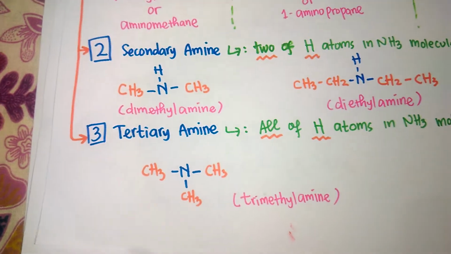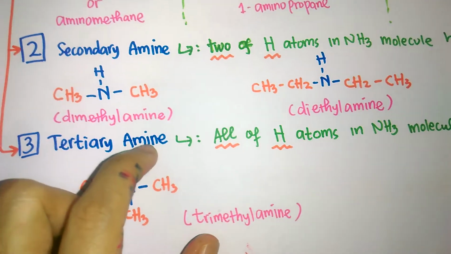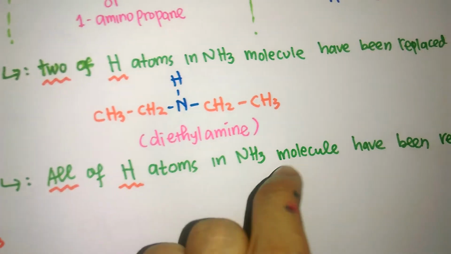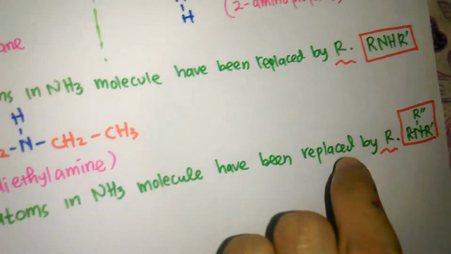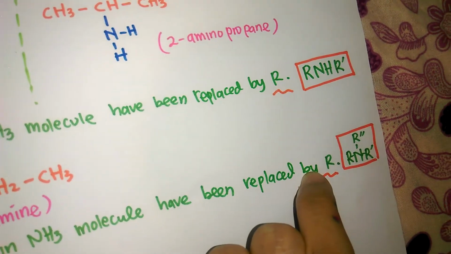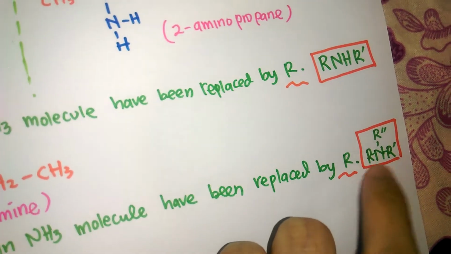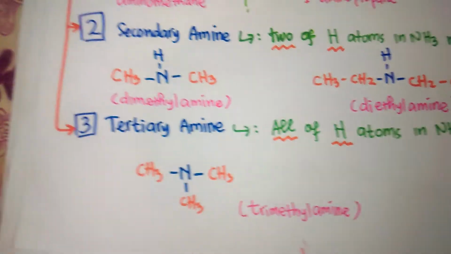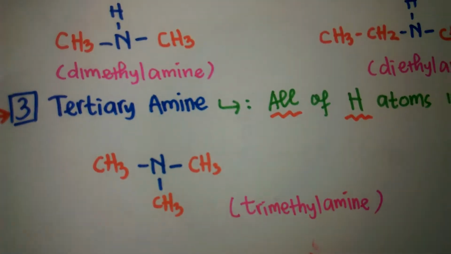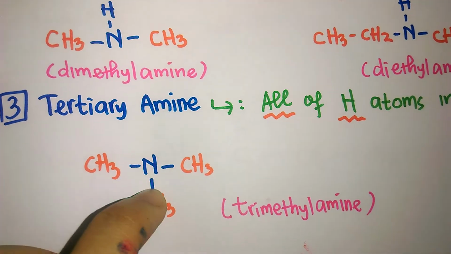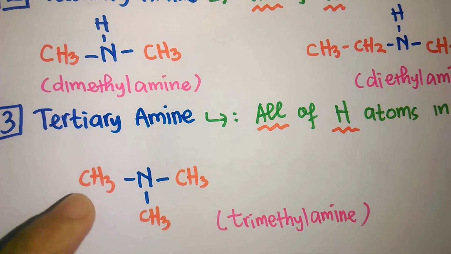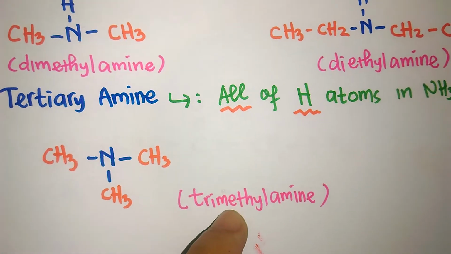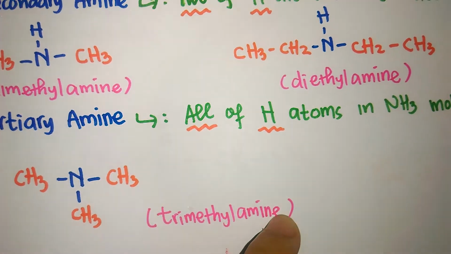Okay, the last amine is tertiary amine. If all of the hydrogen atoms in the ammonia molecule have been replaced by R or alkyl, the general formula is RNRR. For example, as you see here, the hydrogens have been replaced by three methyl groups. So we call this trimethylamine.